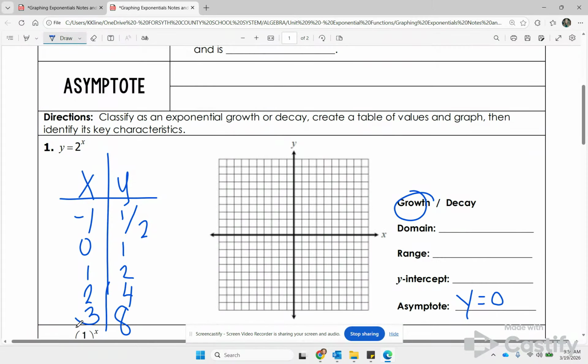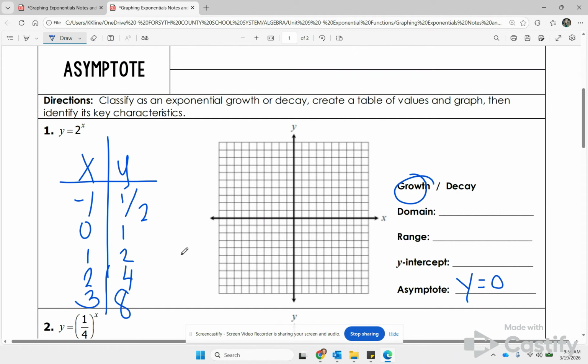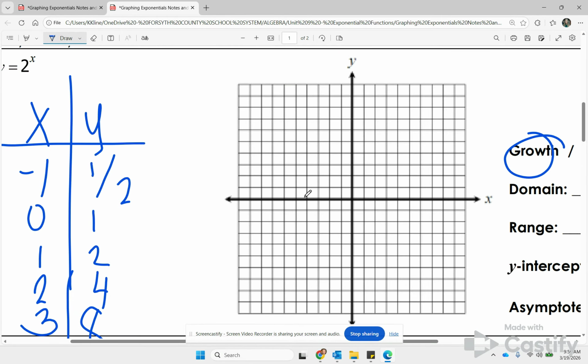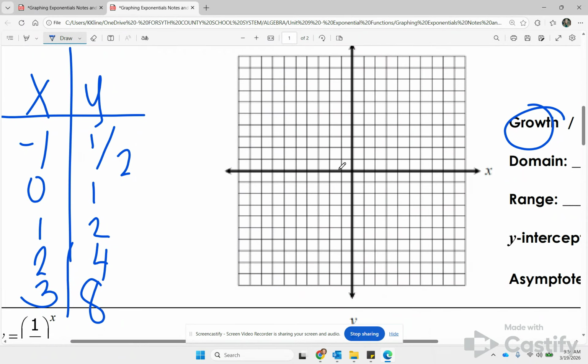Okay, and then you're going to graph these. I'm just zoomed in a little bit. So negative 1 is going to be 1/2, so it's going to be right here. And then 0, 1, there's our y-intercept from your table of values over here. 1, 2, and 2, 4, and then 3, 8.